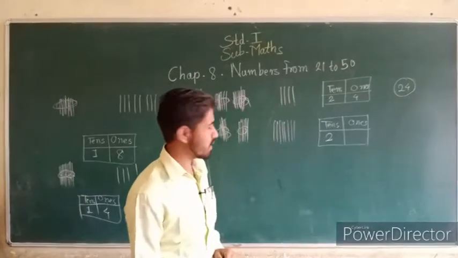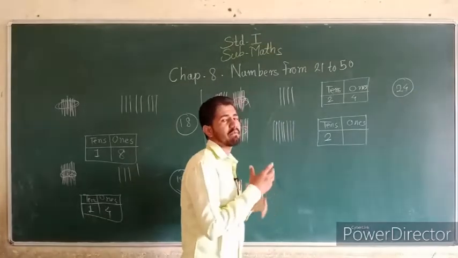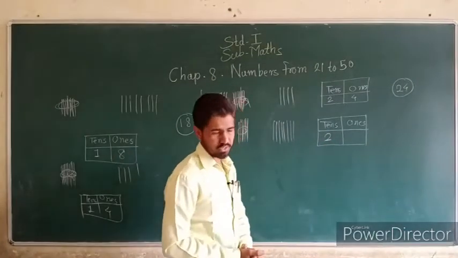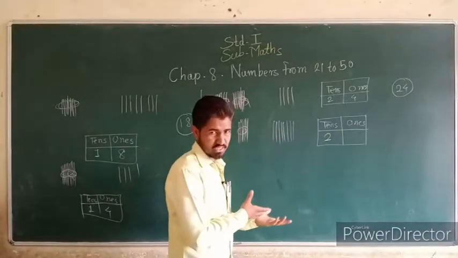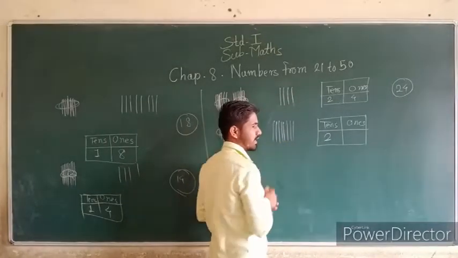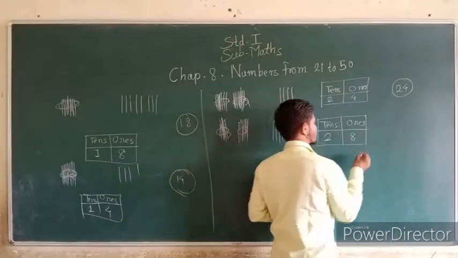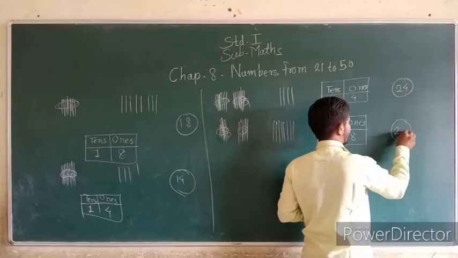Next, how many ones are there? First we start the count, and after counting we write here how many ones. So first we count these matchsticks. 1, 2, 3, 4, 5, 6, 7, 8. How many ones? 8 ones. We write here 8 ones. So what number do we get?